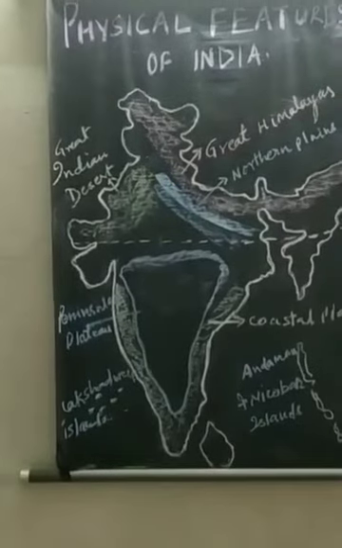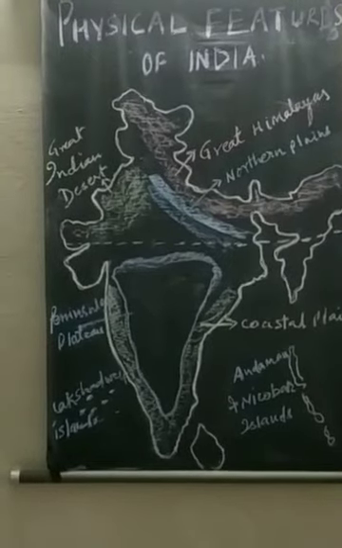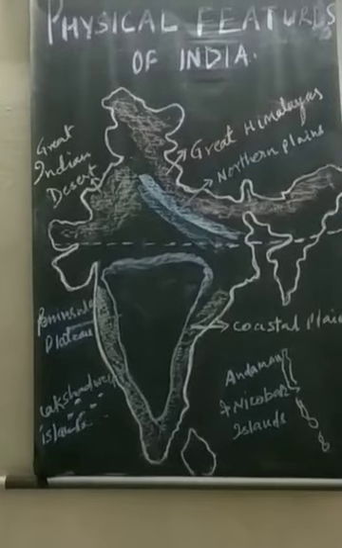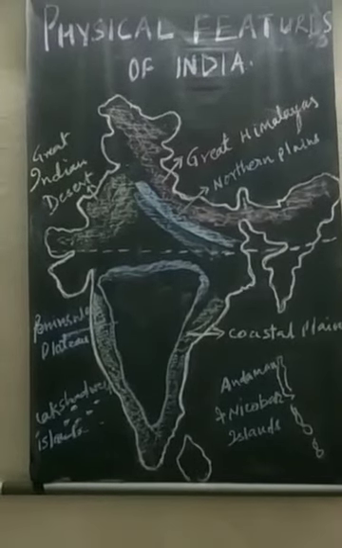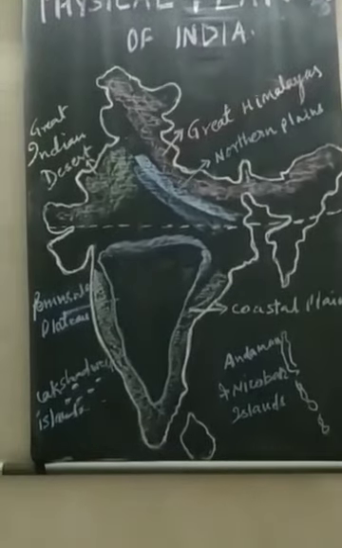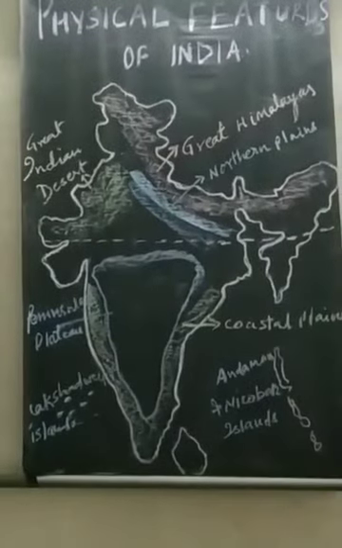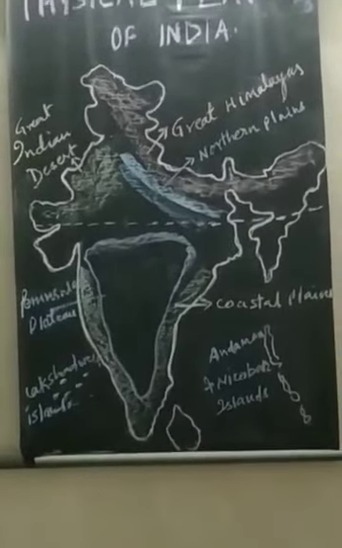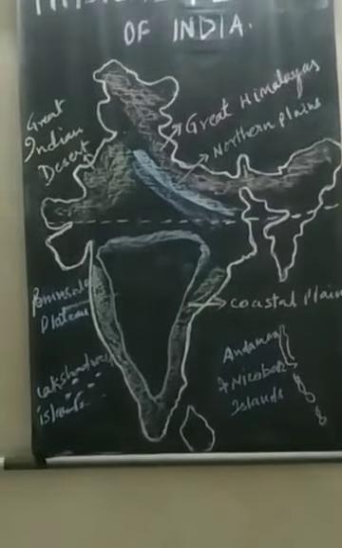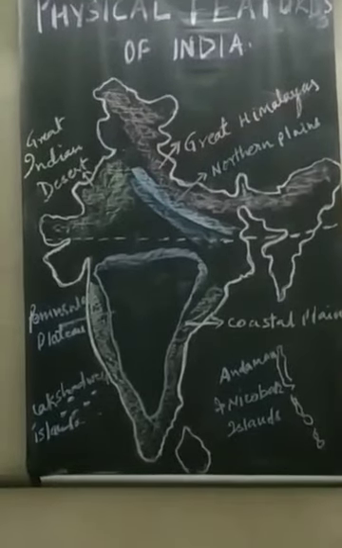The northern plains are broadly divided into three sections. The western part of the northern plain is referred to as the Punjab Plains. The larger part of this plain lies in Pakistan. The Indus and its tributaries, the Jhelum, the Chenab, the Ravi, Beas, and Satluj originate in the Himalayas. This section of the plain is dominated by Doabs. What is a Doab? A land between two water bodies.